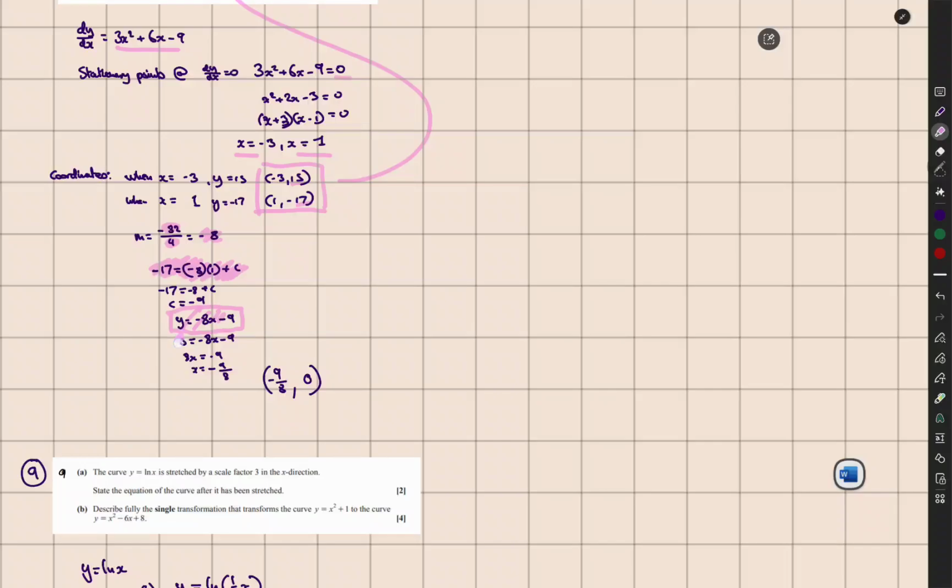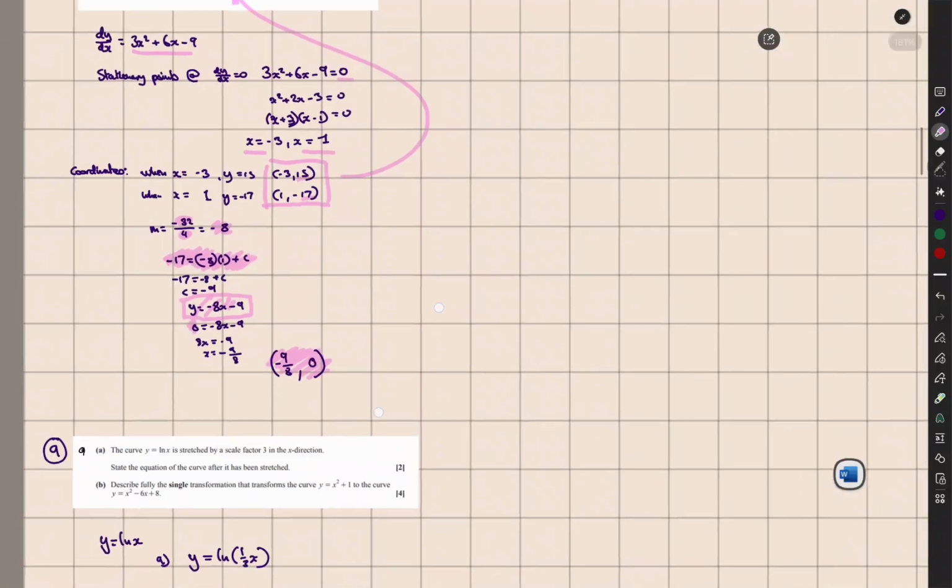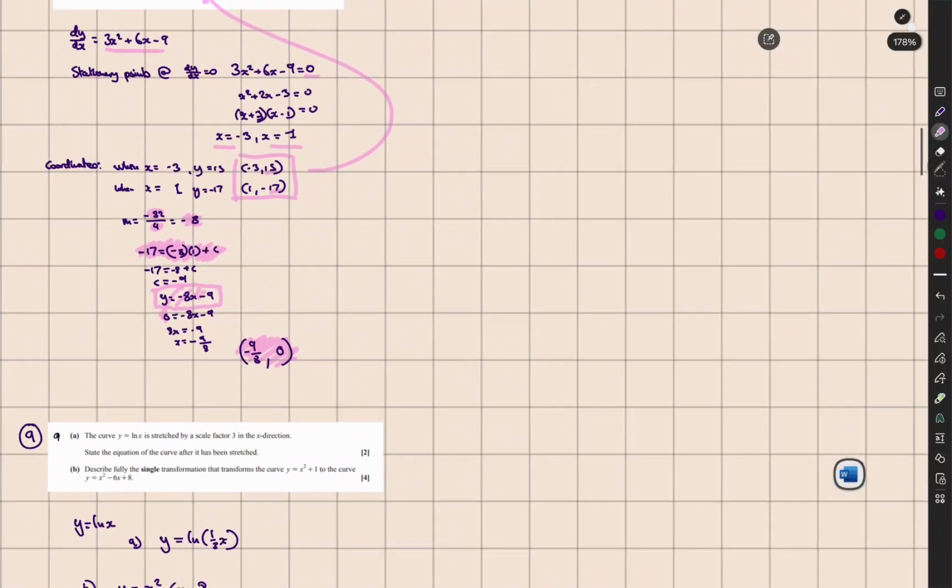x-axis where the y value is 0. So I set that to 0. And then I solve for x, and I get a coordinate here for where the line crosses the x-axis.